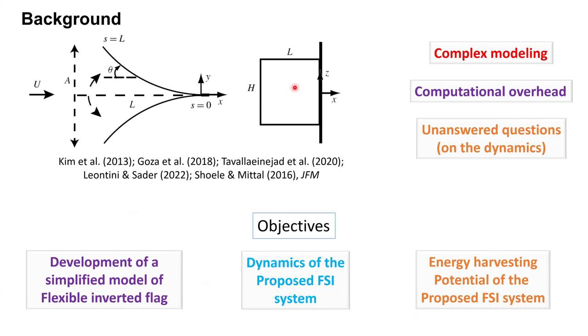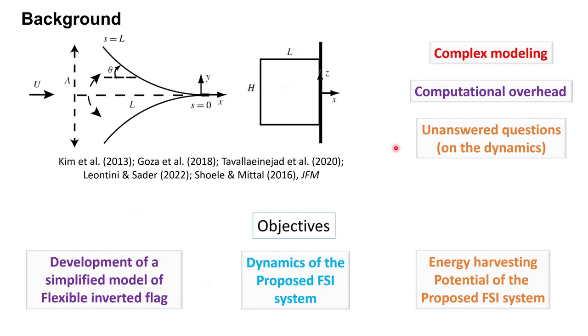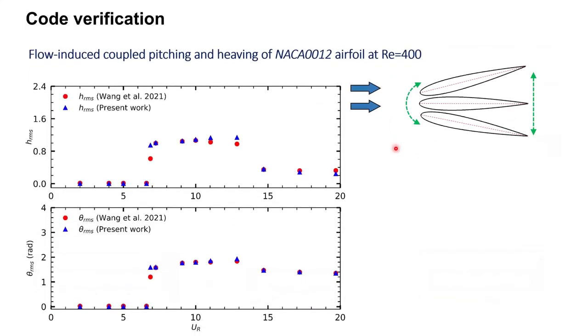And this type of configuration, like this flow-induced one, may also be easy to manufacture and maybe easier to install. So these were the ideas when we started this problem. And now we first did a code verification. So we introduced the rotational motion first, and also heaving, or the linear motion, we already have.